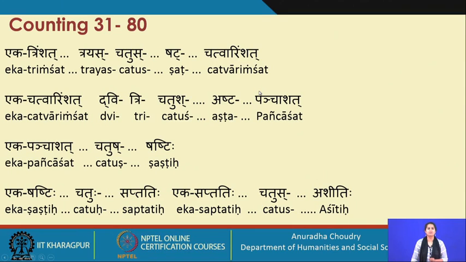Moving on, let's look at the numbers from 31 to 80. We have ekatrimshat, dvatrimshat. The next one is different. Trayastrimshat, chatustrimshat. The same again. Panchatrimshat, shat-trimshat, saptatrimshat, ashtatrimshat, navatrimshat, and 40.